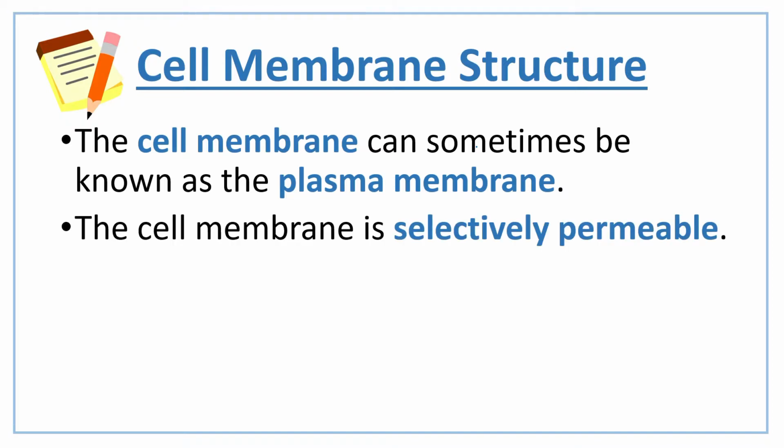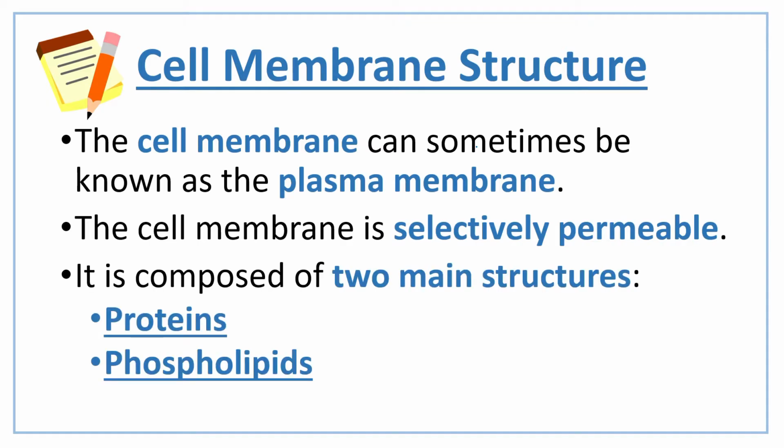Now the cell membrane is selectively permeable. That means that it allows for the movement of molecules in and out of the cell depending on their size, okay? So it is selective. It only lets some through, and that is depending on the size of the molecule. And we'll get into why that is the case in a minute.